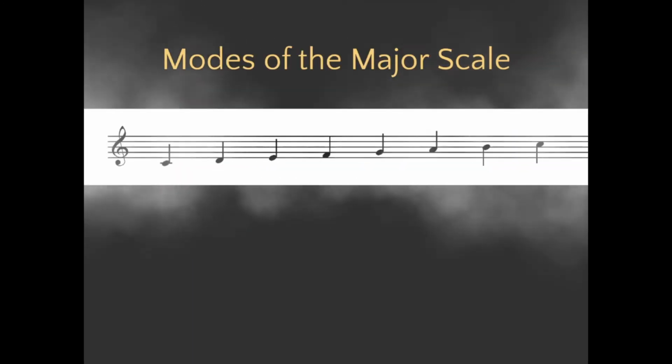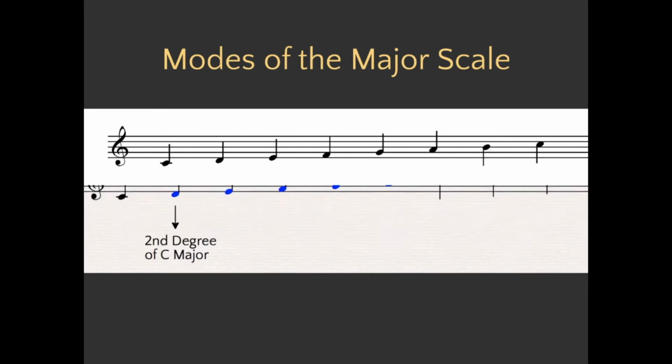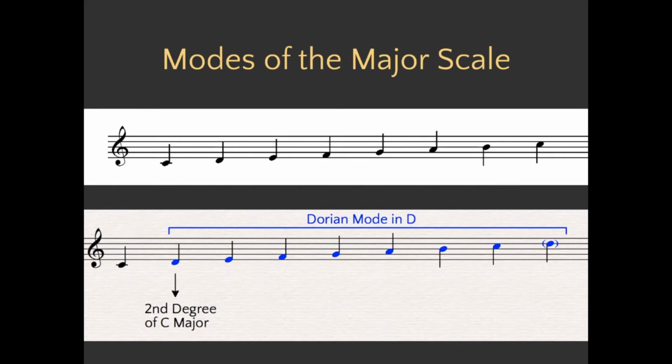Modes are the scales that are made from starting on different degrees of the major scale. As the major scale has 7 notes, you can construct 7 distinct modes from it. For instance, if you start a major scale on the second note, which we call the second degree, and ascend until you get to the note you've started on, you will have created a Dorian mode.